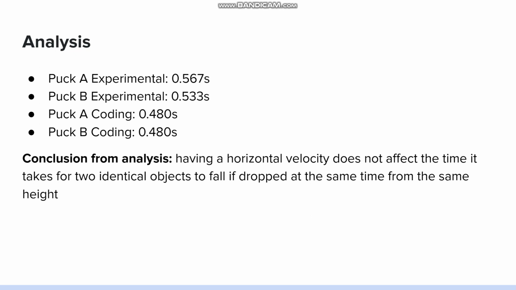From this analysis, it can be concluded that having a horizontal velocity does not affect the time it takes for two identical objects to fall if dropped at the same time from the same height, as puck A and puck B experimental had roughly the same time of freefall, and puck A and puck B coding had the same time of freefall as well.